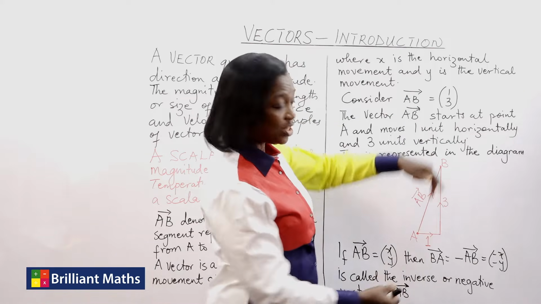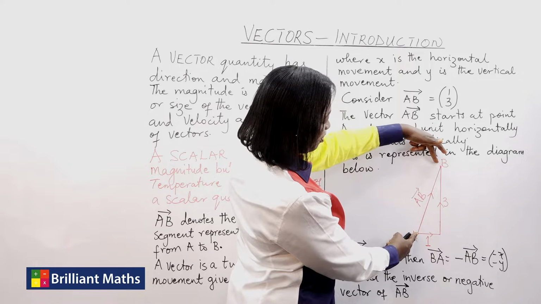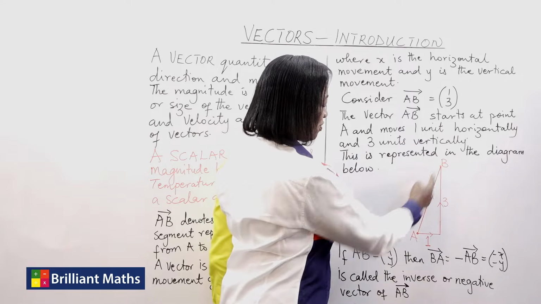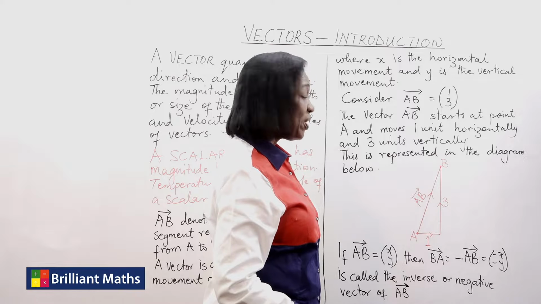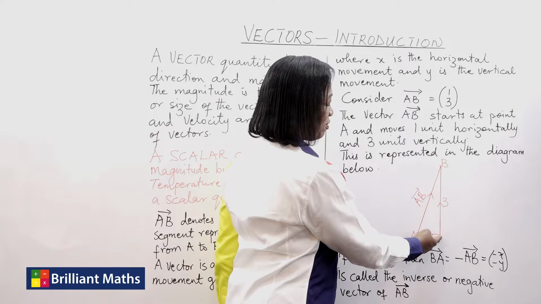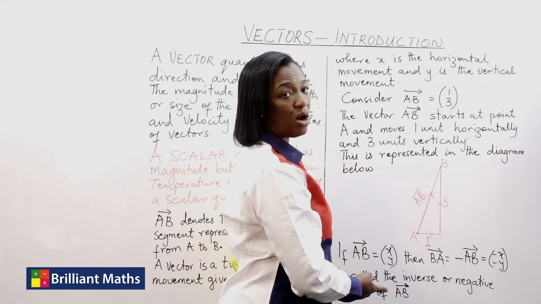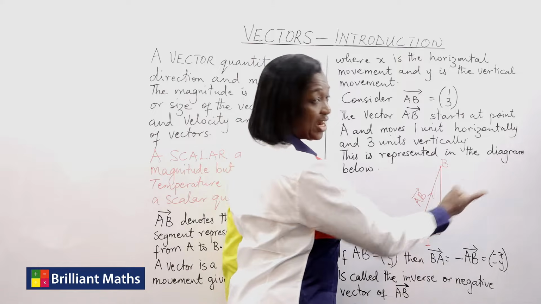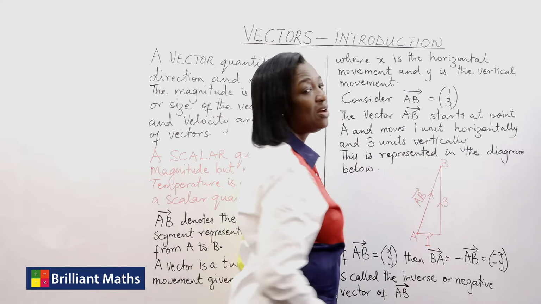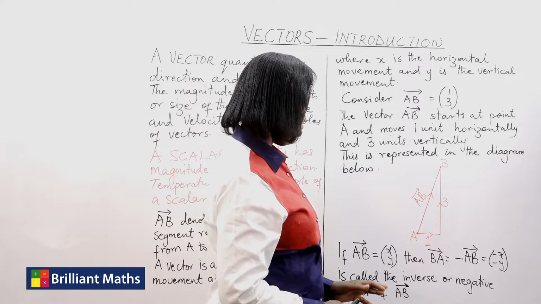So the vector we're actually talking about is the movement from A to B. So you can see the direction from A to B. But how do you get to B from A? You first of all make 1 step movement on the horizontal axis, so 1 step horizontally and then 3 steps vertically upwards.